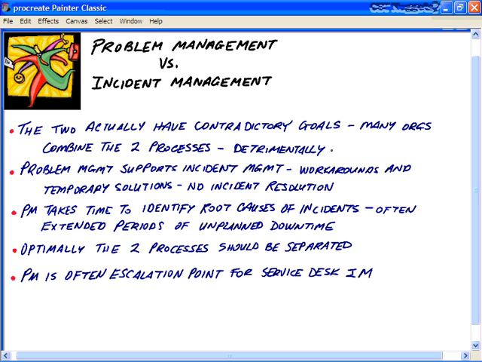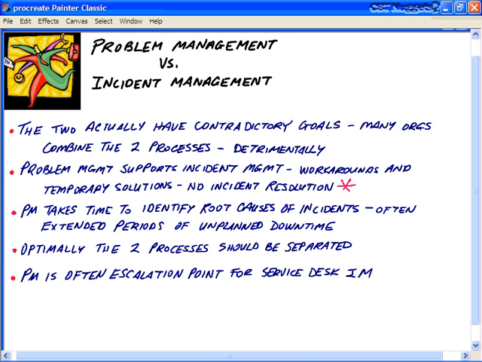In other words, by providing workarounds and temporary solutions while at the same time looking for long-term solutions behind the scenes, often with change management, which we're going to look at later on in this Nugget series. Problem management does not do any incident resolution. In other words, they don't interface directly with users and customers to solve problems. They'll work with incident management and change management through the service desk model.